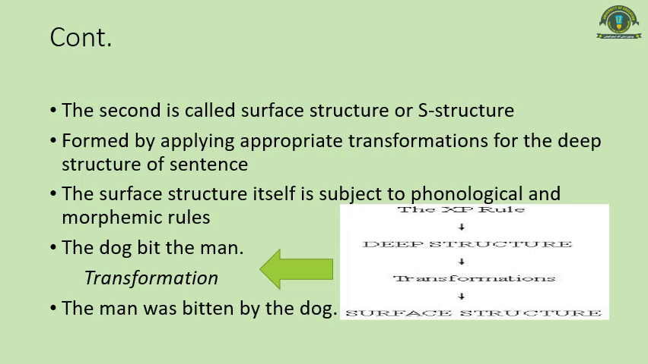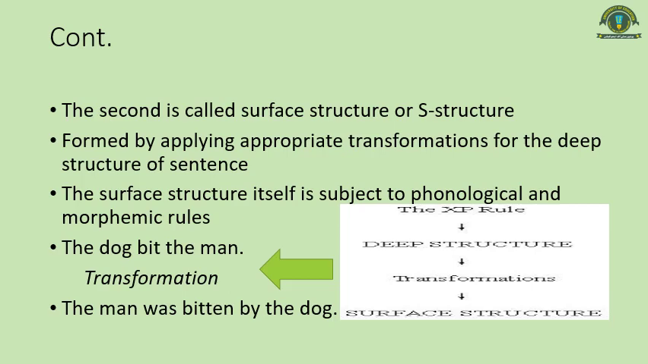Now, if a person utters before us the surface structure sentence, the man was bitten by the dog, then obviously we are going to get the idea that the dog bit the man, of course, because the sentence given as an example for the surface structure, the man was bitten by the dog, is clearly stating that the dog bit the man.